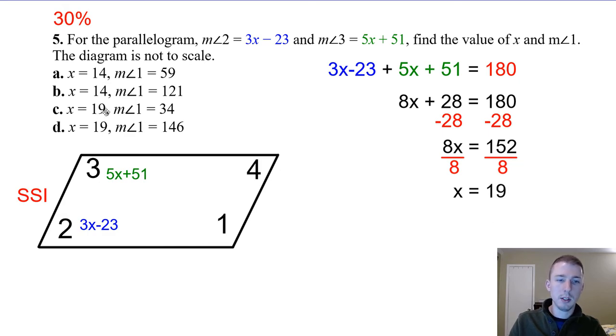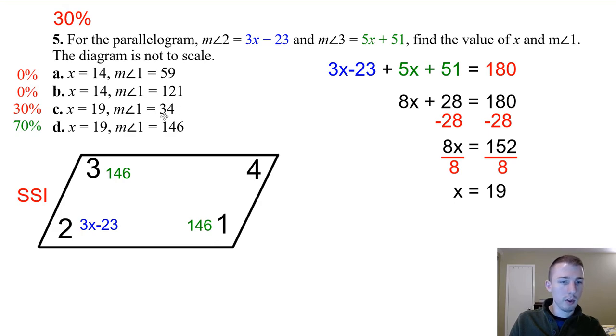Once we have x is equal to 19, the last thing we were asked for was the measurement of angle 1. Well, angle 1 over here is going to be vertical to angle 3. So if we plug in the value of x is 19 for angle 3, that'll leave us with 146 degrees. So if angle 3 is 146, that means angle 1 also has to be 146 degrees. So our answer would be D as in delta.